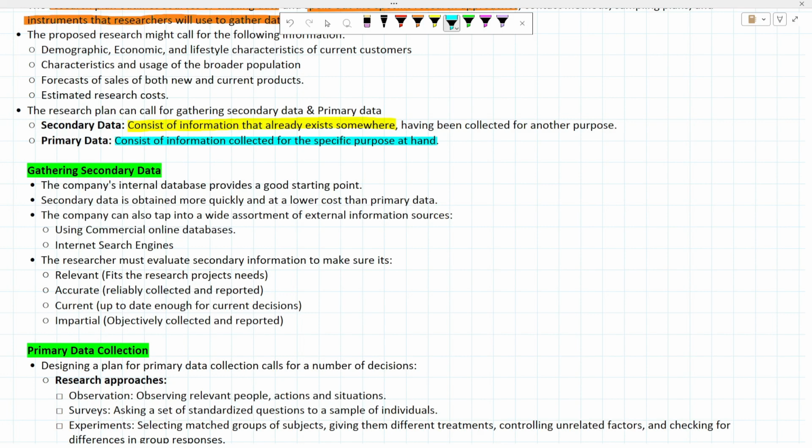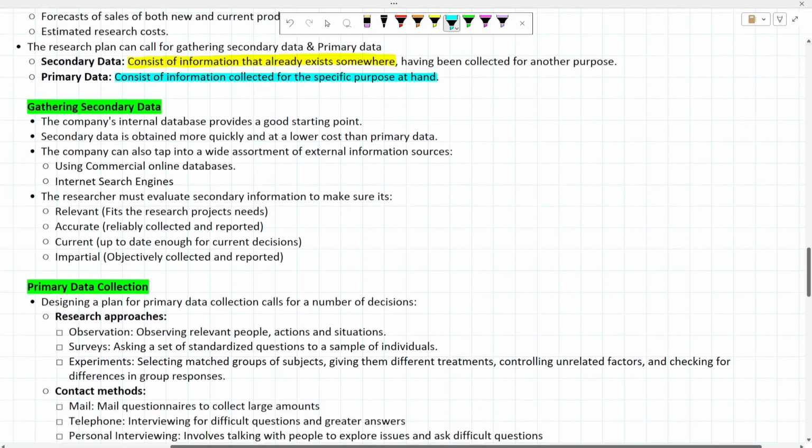The company can also tap into a wide assortment of external information sources, such as commercial online databases or internet search engines. The researcher must evaluate secondary information to make sure it's relevant, meaning it fits the research project needs; accurate, meaning reliably collected and reported; current, meaning up to date enough for current decisions; and impartial, meaning objectively collected and reported with no biases.